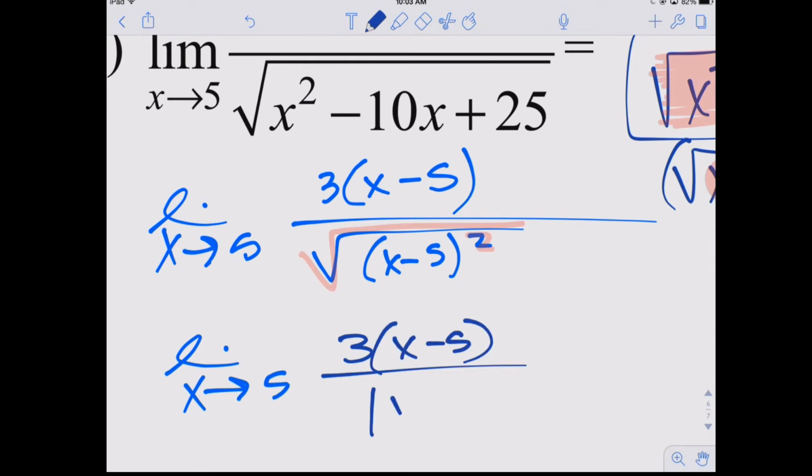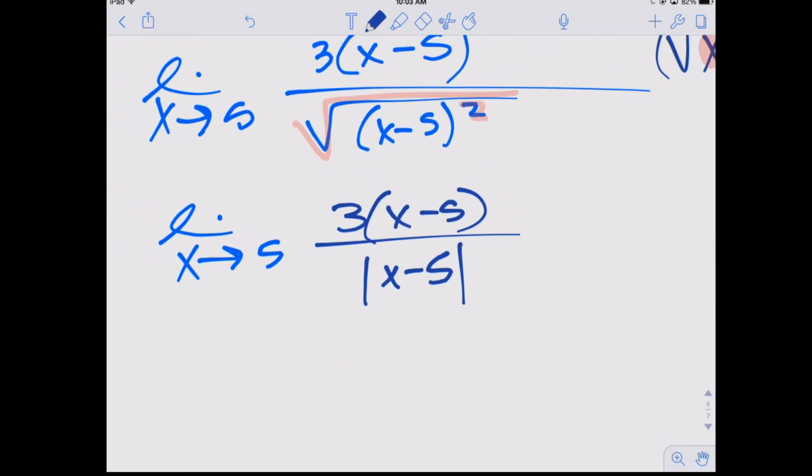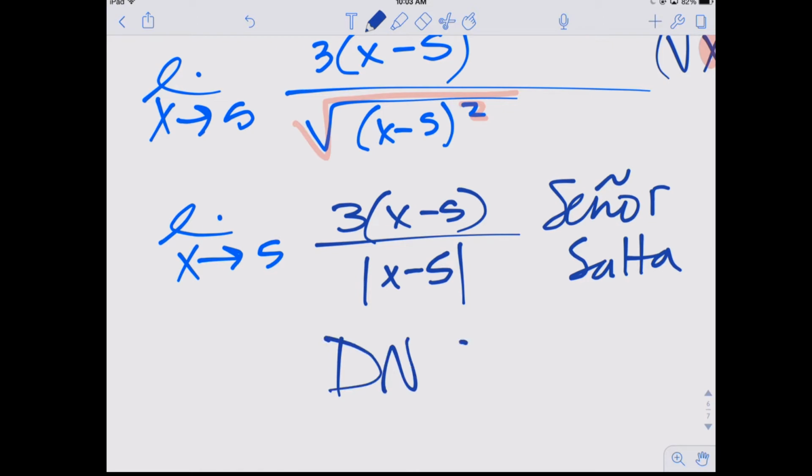The absolute value of x minus 5. And now we see something we recognize, right? This is Señor Salta. This is Jumpman. And because we know 5 is the value that's causing 0 over 0, and it's the general limit, now we know the general limit is what? It's DNE. And if we needed to find the limit from the left of 5, how would we do that?